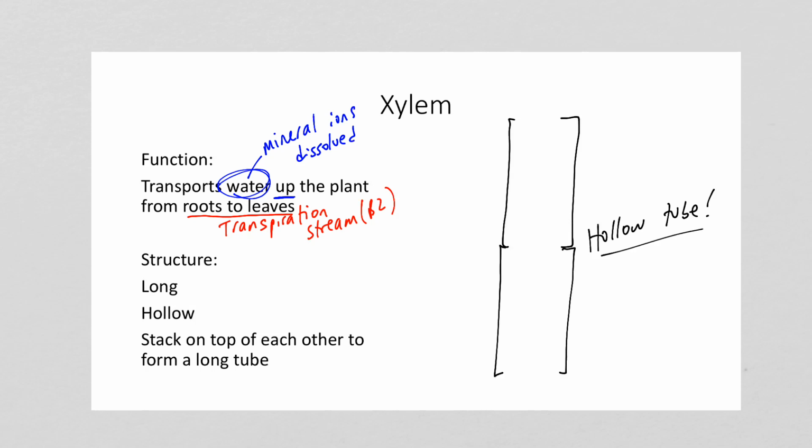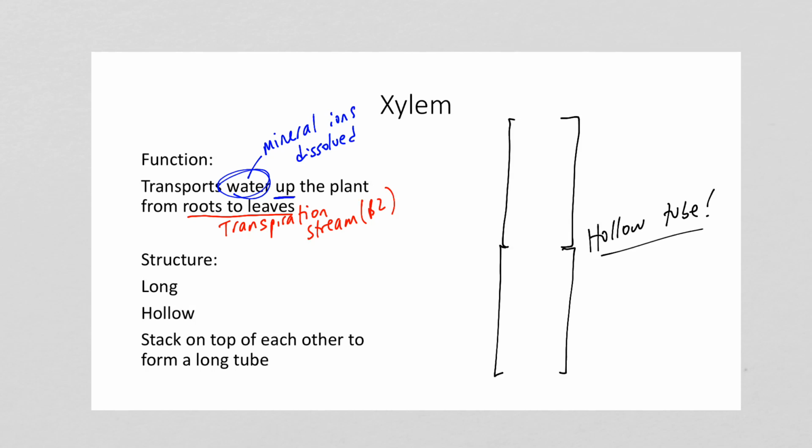The xylem is actually dead. It's not a living part of the plant. It's just empty tubes, no cytoplasm or anything like that in them. They're very long and they go up, up, up, up, up from the roots to the leaves. And that's all there is to it.